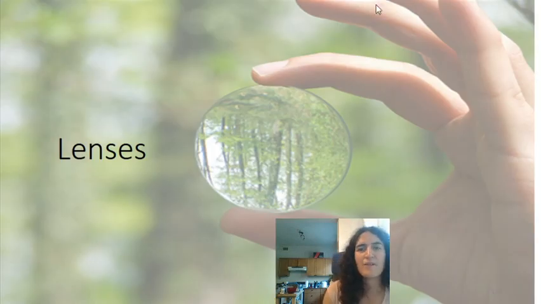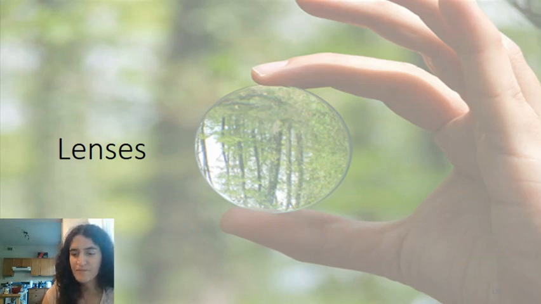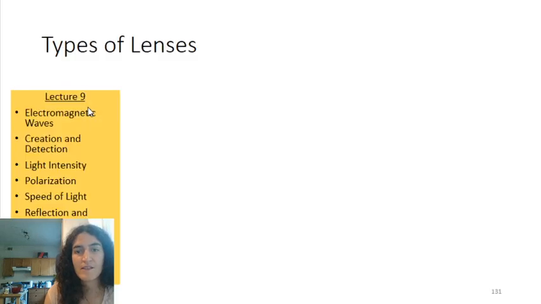So now we're done with rainbows. Let's talk about images created by lenses. For this, we want to understand how glasses work, how microscopes work, things like that, how the lens in your eye focuses so that we can see. So lots of great applications of understanding lenses.